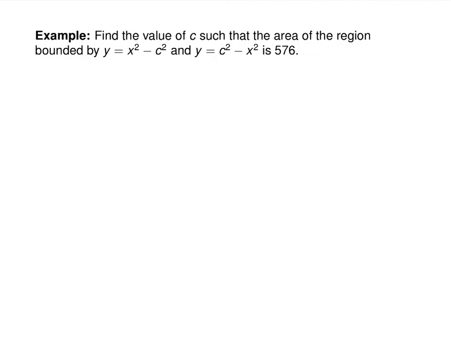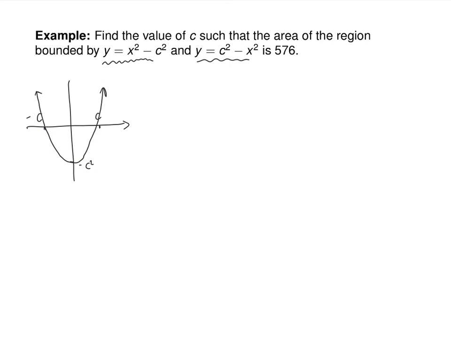Now lastly, kind of a theoretical example. So find the value of c such that the area of the region bounded by x squared minus c squared, and c squared minus x squared is 576. So think very generally about what that curve is going to look like. So x squared minus c squared will be a parabola that has a y-intercept of negative c squared. It's actually going to cross the x-axis at plus or minus c. But roughly speaking, it'll look something like this.